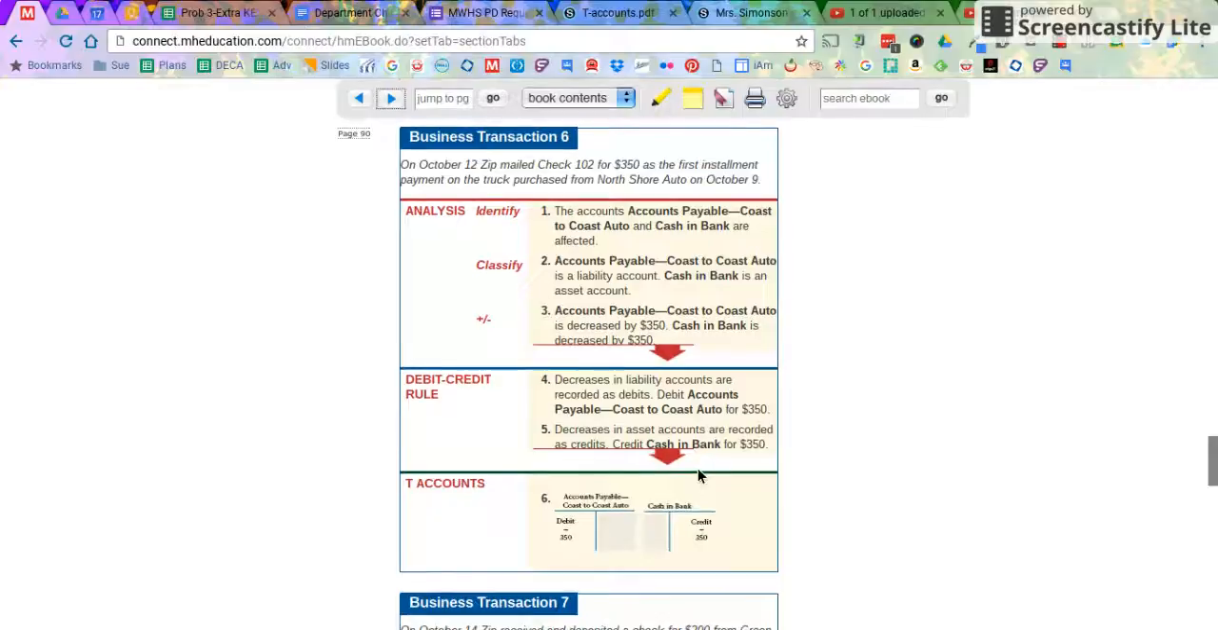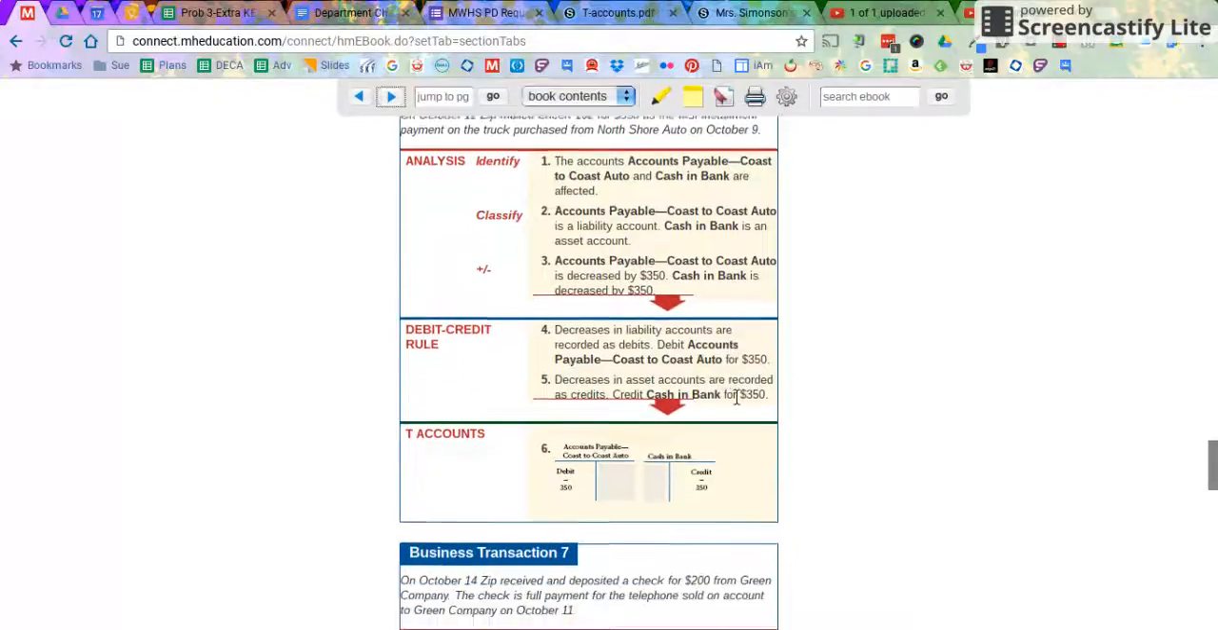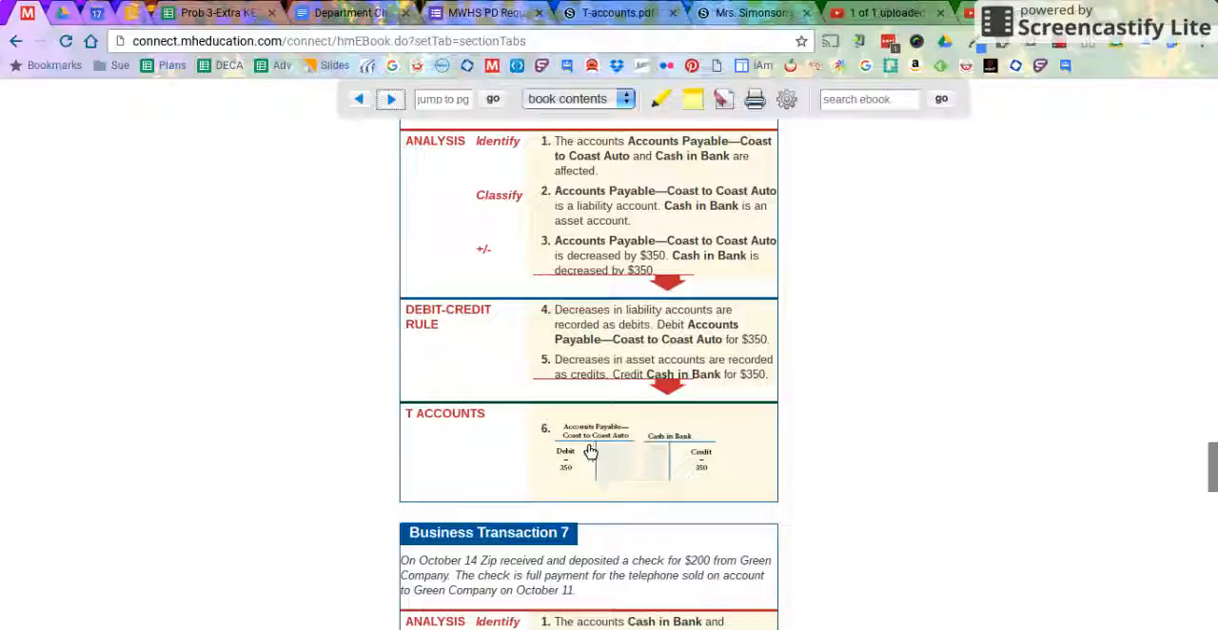Okay, transaction 6, we have a check for $350 as a first installment on the truck that we bought. We're going to have accounts payable and cash as our two accounts. Accounts payable is a liability, cash is an asset. Accounts payable is decreasing, we owe less money, and cash is decreasing because we wrote a check. So liabilities decrease on the left side, a debit, and assets, the mirror image, decrease on the right. Cash is going down by $350, so that's a credit of $350.